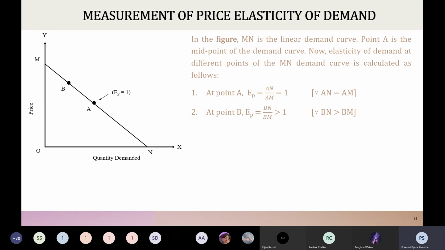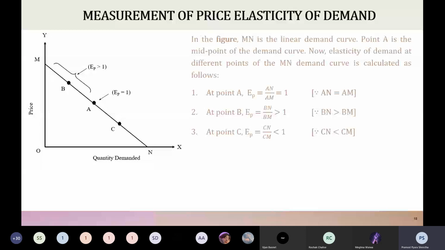Similarly, if we take the next point between A and N, let's say C, at point C the lower segment is CN and the upper segment is CM. Here the lower segment is only 1 centimeter and the upper segment is 3 centimeters. So 1 divided by 3 is 0.3, which is less than 1. So the price elasticity of demand is less than 1.